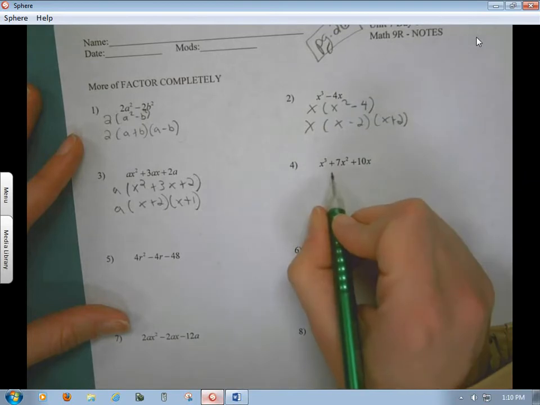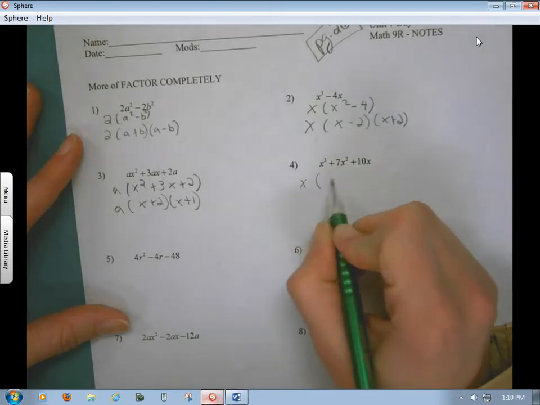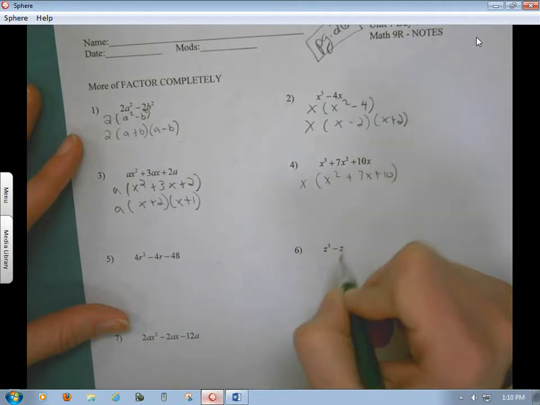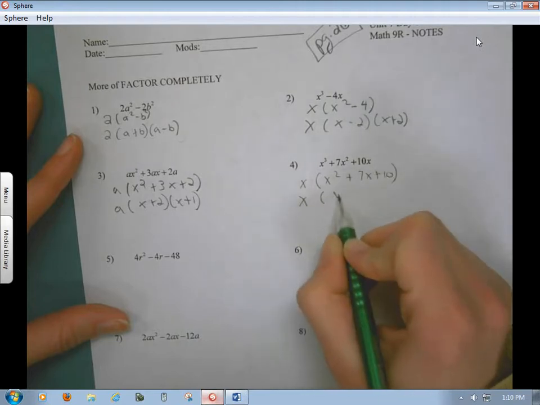Look for a GCF here. It's x, pull it out. Okay, factor the trinomial.